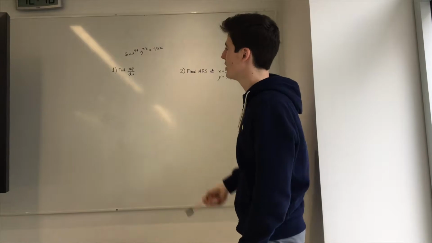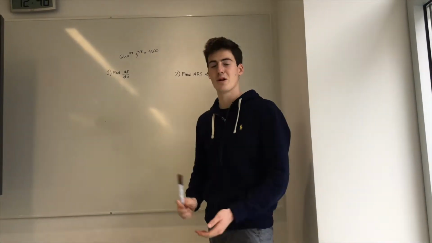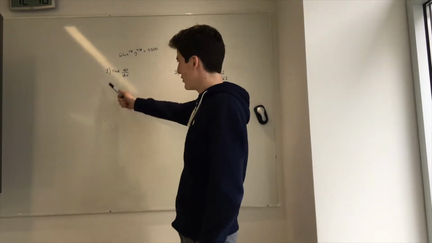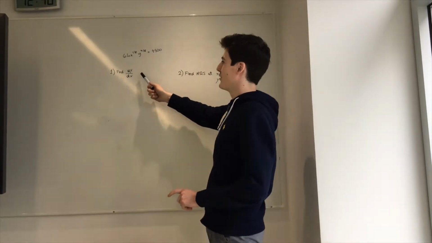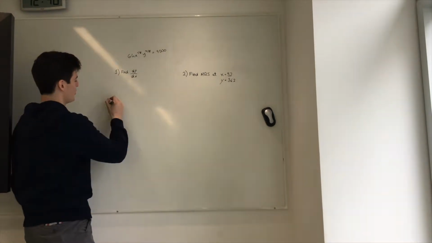The equation is 64x to the power of 1/8 times y to the power of 7/8 equals 9500. The first part of our problem is to find the derivative, and you should do that by using this formula.